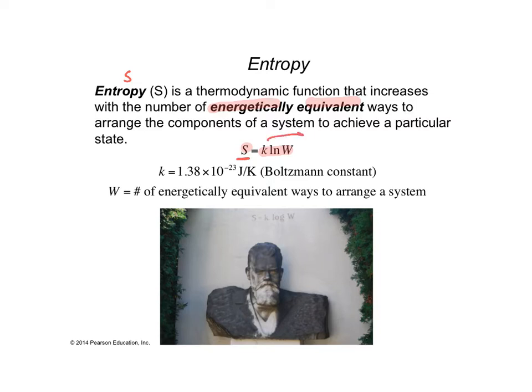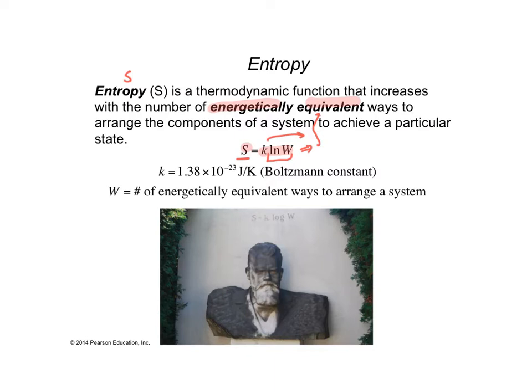It is given by K. K is a constant. It's called Boltzmann's constant. We're not going to really worry ourselves with respect to K at this point in time. Just note it's a constant. Then we have this little thing here, ln of W. But what is W? No one knows, I know. W is what we mean by this energetically equivalent ways to arrange the components of a system.